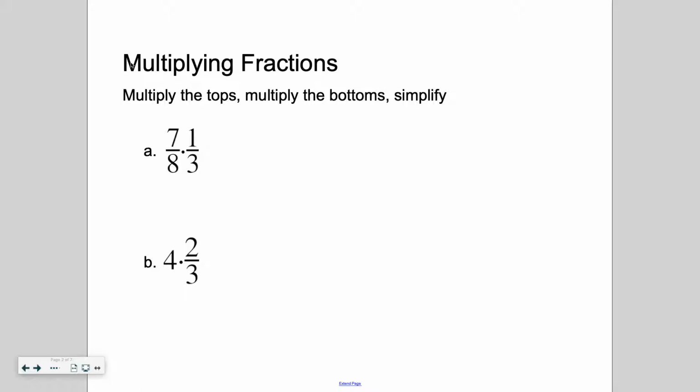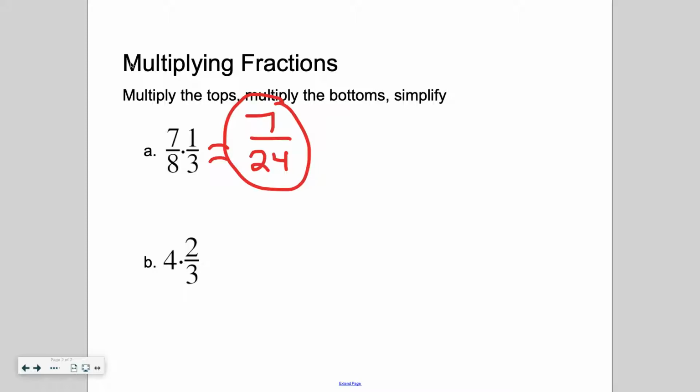The rule says you multiply the tops, so the top is going to be 7 times 1, which is 7. And the bottom says you multiply the bottoms. 8 times 3 is 24. Okay? Can 7 and 24 reduce? Is there anything that will go into both 7 and 24? No? So that's your answer.